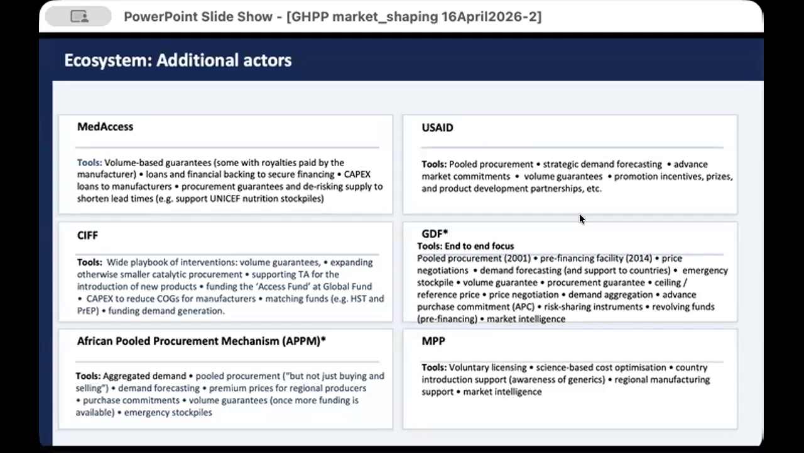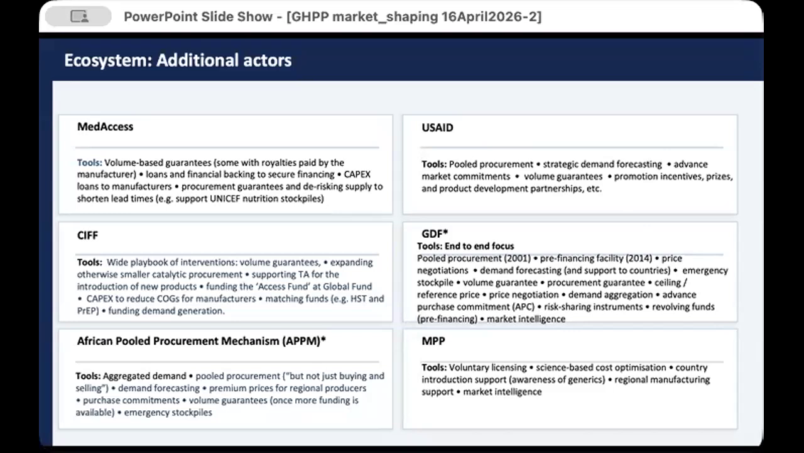So this is all very important, especially because of problematic financial flows within a country to be able to place orders. CIF has a robust toolbox as well. So whether it's volume guarantees, they have topped up various catalytic procurement interventions, for example, like Unitaid. They provide support for new products introduction, which we'll talk more about.